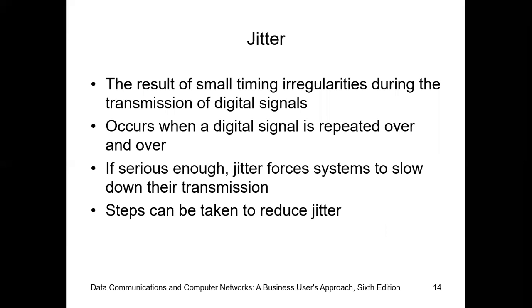For example, if you are watching a movie, you expect a smooth flow of signal to avoid hang-ups, right? Now, when the signal is jittering, you find that there will be some breakups in the transmission. That's what you call jittering. That's the best example that you can use. So it is irregularities in terms of timing or data flow. This can occur when a signal is repeated over and over. Seriously, jitter forces a system to slow down the transmission, but there are steps that can be taken to reduce jitter.